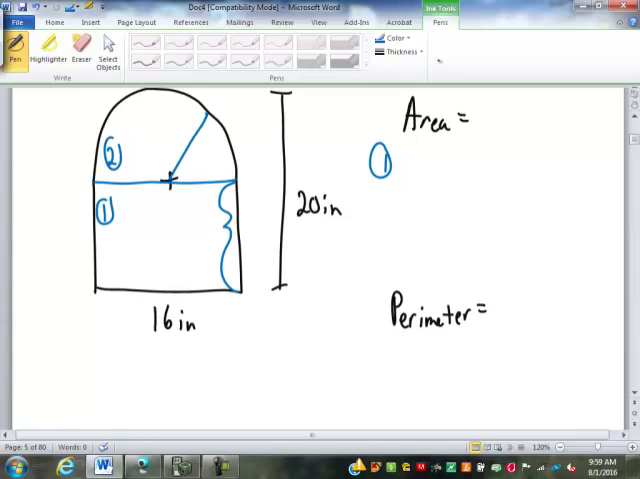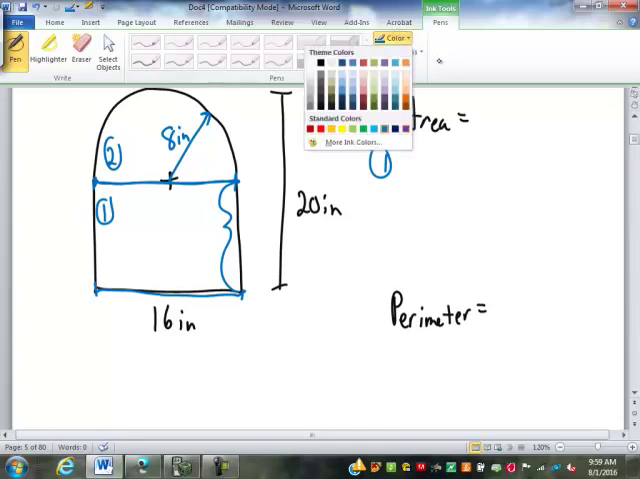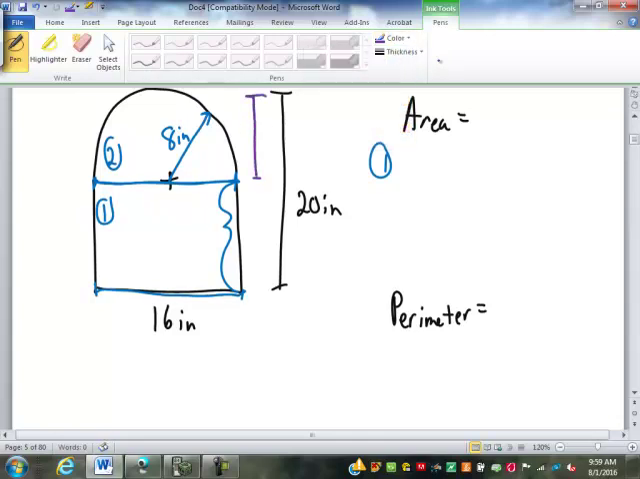Well, what's this dimension here? 8 inches. Because it's 16 all the way across here because of this, right? So half of that gives us a radius of 8, which means this is a radius, that's 8 inches. This has to be 12 inches. It has to add up to 20. So that is a 16-inch by 12-inch rectangle, which is 192 square inches.